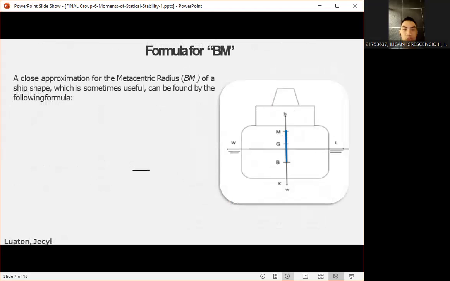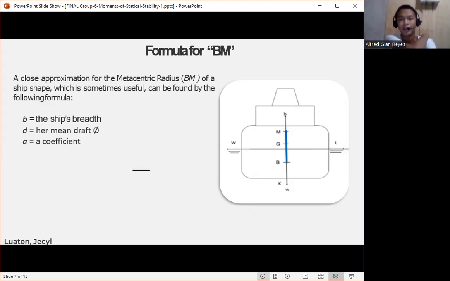Now, in order to proceed, let's have the next reporter. So, there you go. Check if your mic is off.